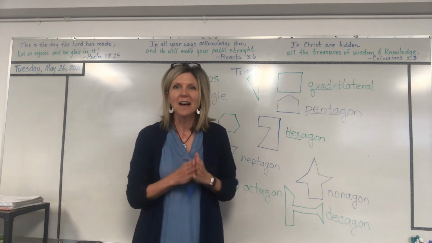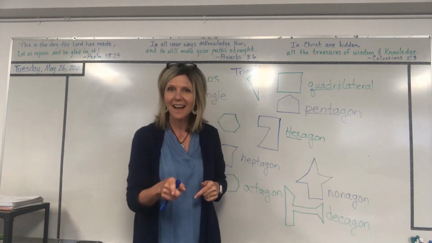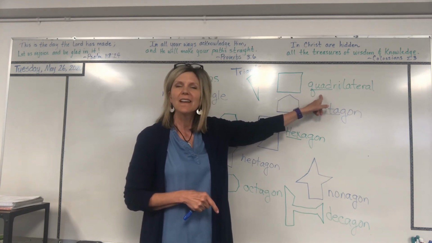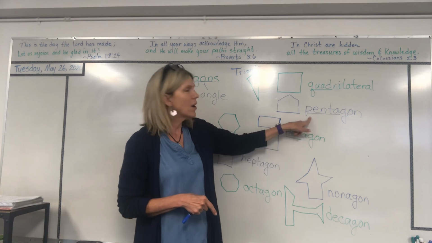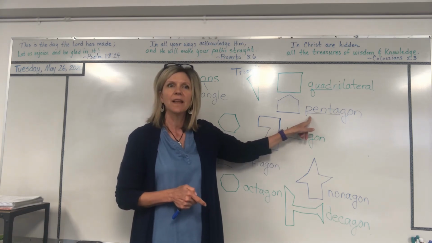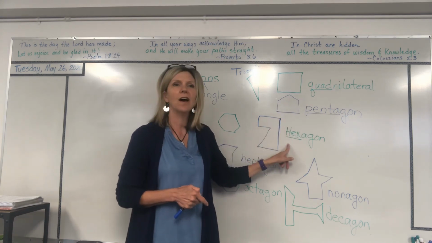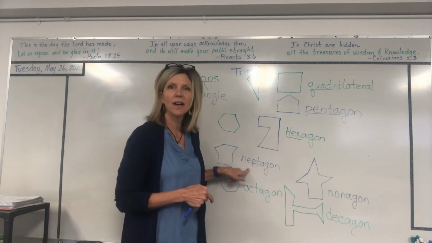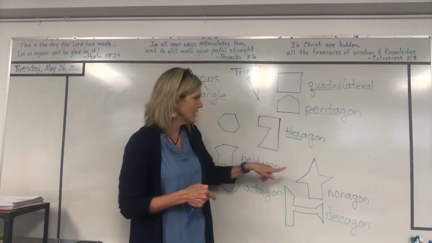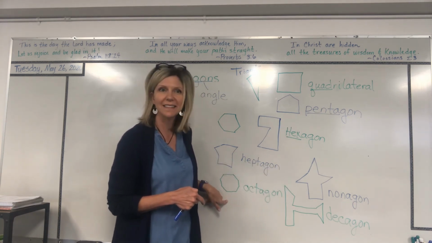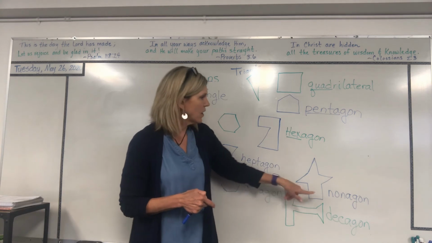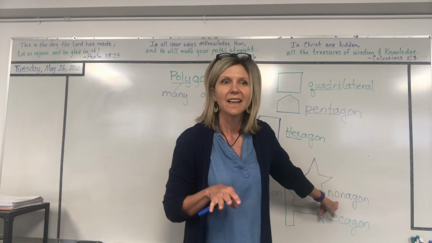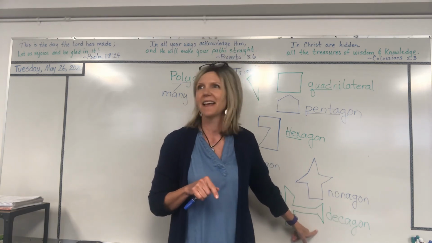Okay, here we go. A triangle has 3 sides. A quadrilateral has 4. A pentagon has 5. A hexagon has 6 sides. A heptagon has 7. An octagon has 8. A nonagon has 9. Oh, I'm really blowing this. A decagon has 10.